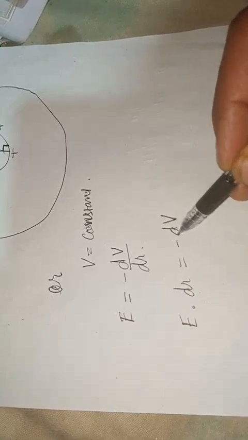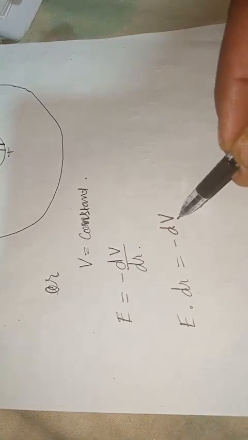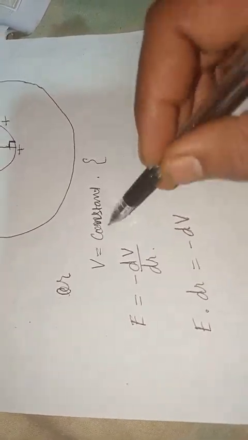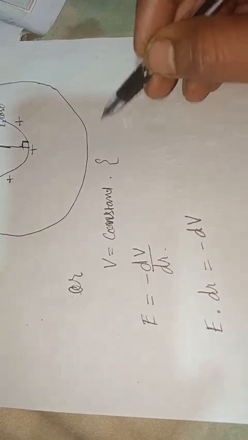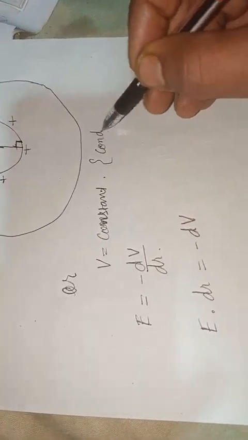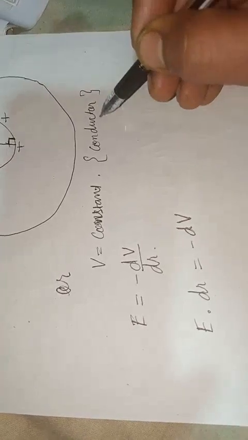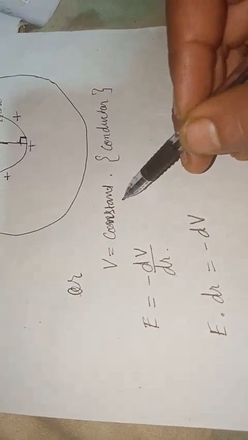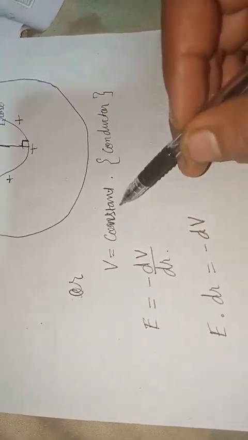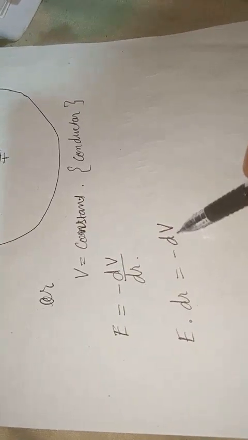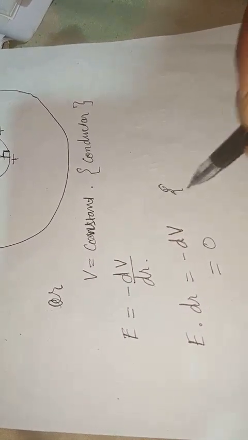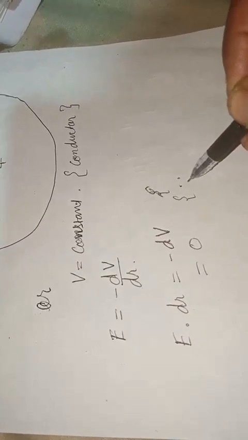Now what is dV? dV is the change in potential, but we can see here that electric potential is constant on the surface of a conductor. In the case of a conductor, V is constant because these are equipotential surfaces, and on equipotential surfaces V is constant. If V is constant, then the change in potential will be zero. Therefore dV equal to zero. Why is dV equal to zero? Since V is constant.